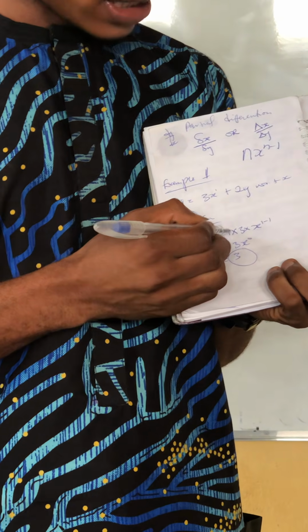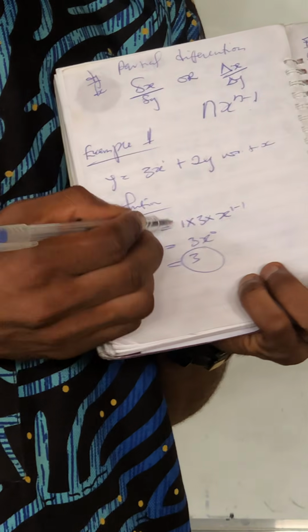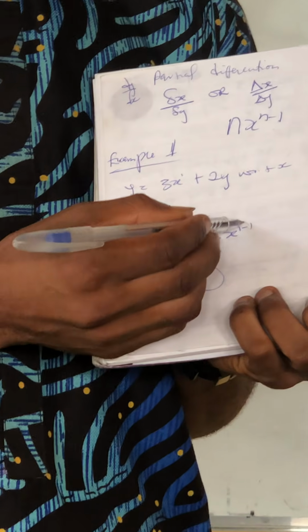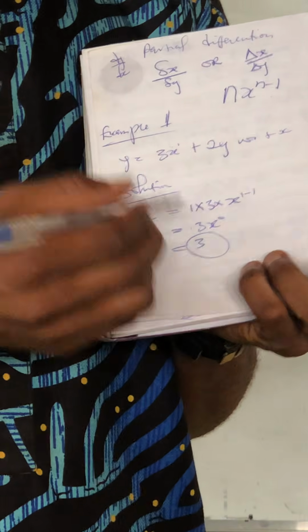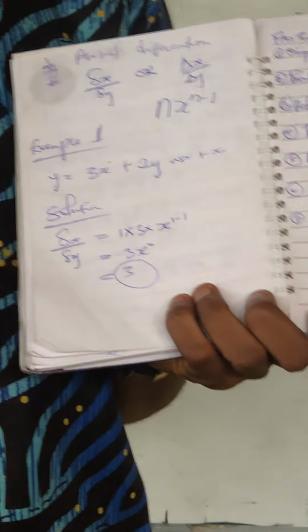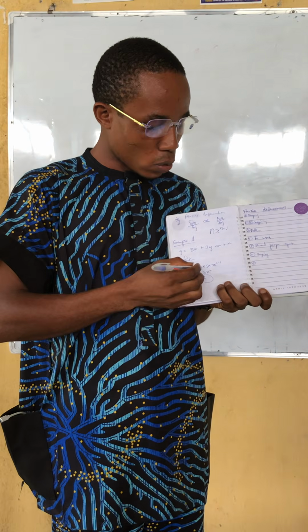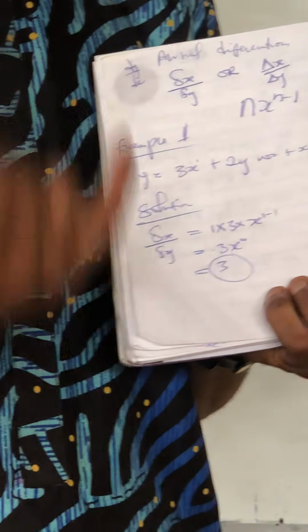So you're going to have 1 times 3 times x to the 1 minus 1 from the formula. If you do 1 times 3, it's going to give you 3. And now 1 minus 1 is going to give you 0. So now you have x raised to power 0. And from the law of indices, any number raised to power 0 is 1. So if you do 3 times 1, it's going to give you 3. So that is how to solve partial differentiation.